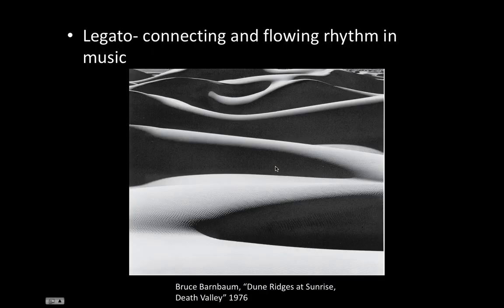Okay, so legato is a type of rhythm, and it's a musical term meaning connecting and flowing rhythm in music. So it's how movement is connected to everything rather than separated. If you look at this image, these shapes are connected to each other, the one down here and then the ones up here. And what our eye does is it swoops. That movement is all connected, and it brings us from one spot to the next.